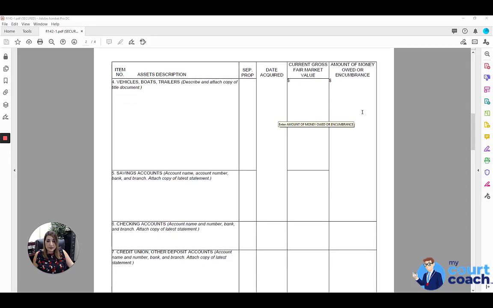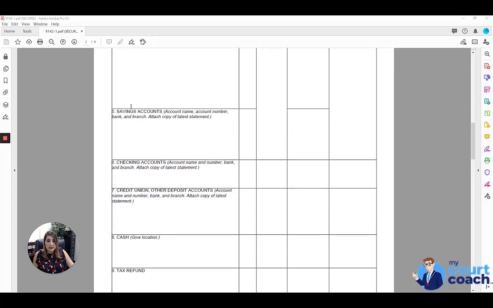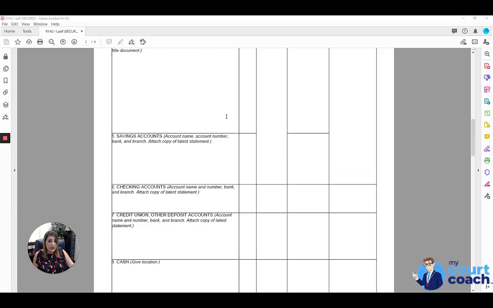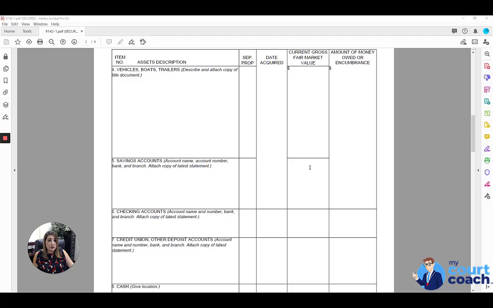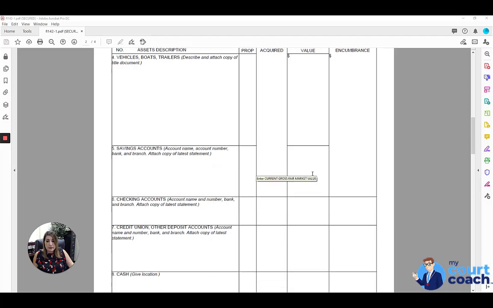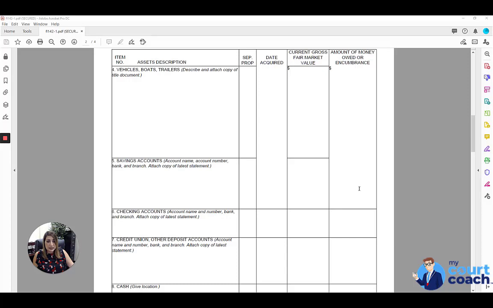Next, we have bank accounts, and that's going to include savings accounts, checking accounts, and credit union or other deposit accounts. For each of these, you want to list the account name, account number. I don't know that bank and branch is that important, but if you want to include that information, go ahead. But the bank where you're banking at and the account number are probably the two most important pieces of information to provide. And again, fair market value, you want to put the current balance in there. There shouldn't be any money owed, I guess, unless it's negative. So that's probably not a category you're going to be filling in.